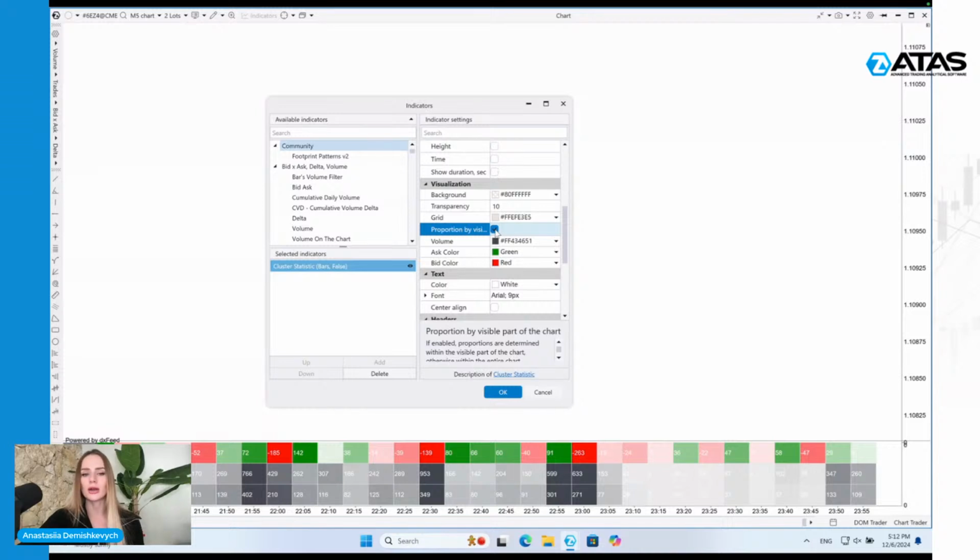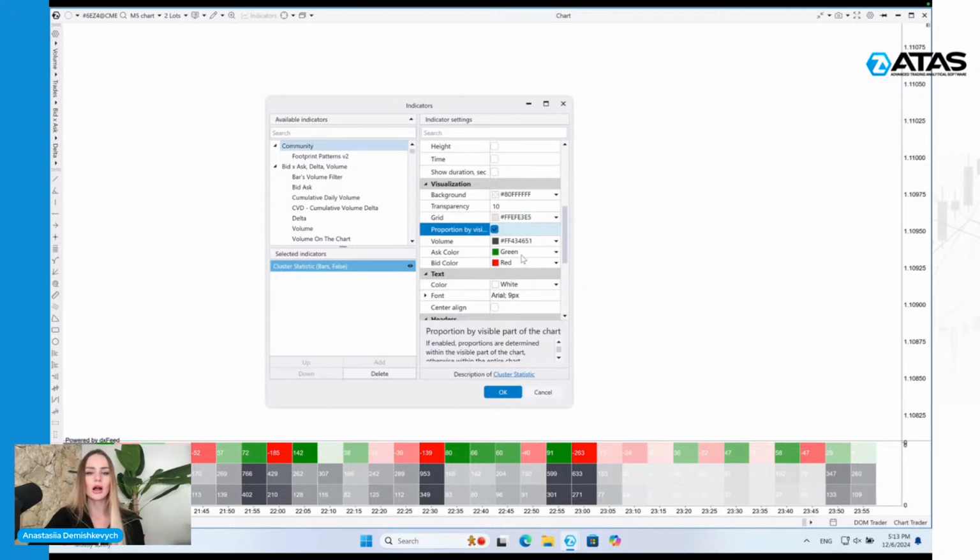Because London, Asian, and New York sessions have different volatility, for me personally, I find it better to enable proportion by the visible range, because then I can select the important volume, delta, and trade count for this specific period of time that I'm looking at. So it's showing me something that I need to see and pay attention to right now. Not compared to New York, not compared to London session, but right now, this very moment.